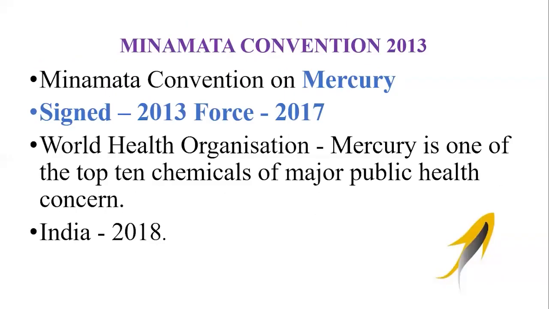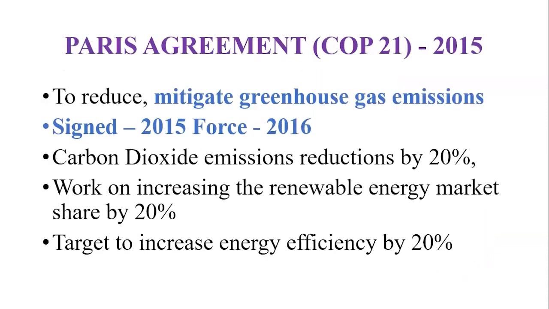Then we have the Minamata Convention of 2013. This convention is pertaining to mercury, because mercury is considered one of the most dangerous chemicals with major public health impact. This was signed in the year 2013 and it came into force in the year 2017. And in India, we signed this convention in the year 2018.